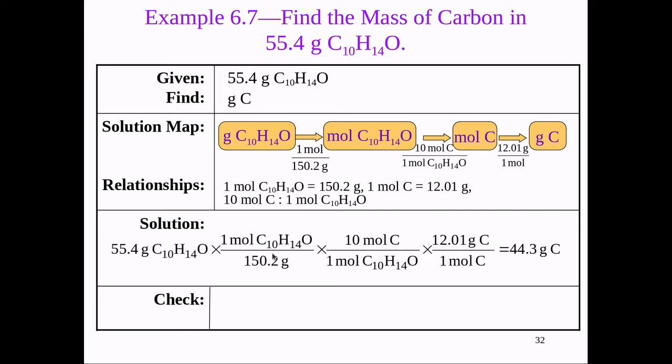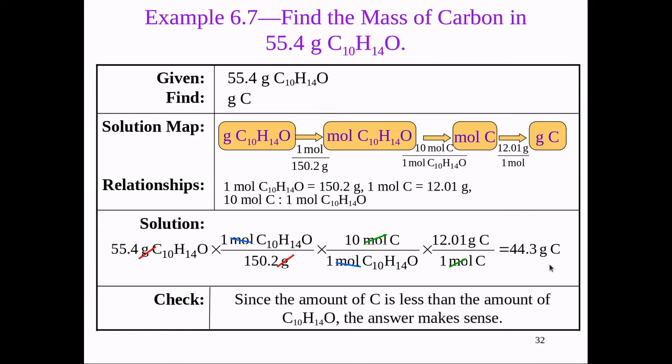When we string them all together, we can see that we are going to cancel our grams there. We are now in moles of C10H14O. We can cancel those moles. We are now in moles of carbon. We can cancel those moles, and we are now in grams of carbon. And we get a value of 44.3 grams of carbon. We knew that only a portion of this was going to be due to the carbon, so it makes sense that our final answer is less than our initial mass.